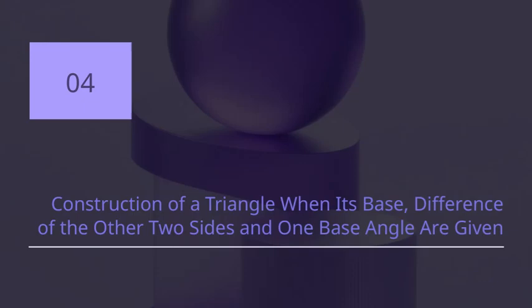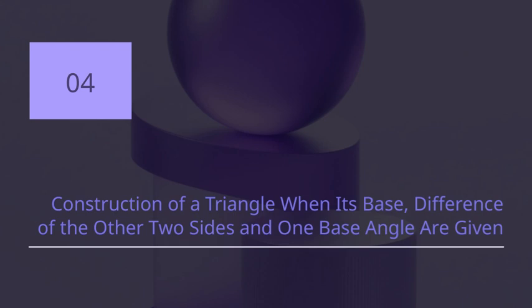Let's explore how to construct a triangle when we know its base, the difference of the other two sides, and one base angle. First, understanding these specific conditions helps us visualize the problem clearly. The key here is that we have the length of the base, which serves as our foundation, and we also know the difference between the other two sides, which adds a unique twist to the construction. Additionally, having one base angle gives us a fixed point of reference for the angles involved.